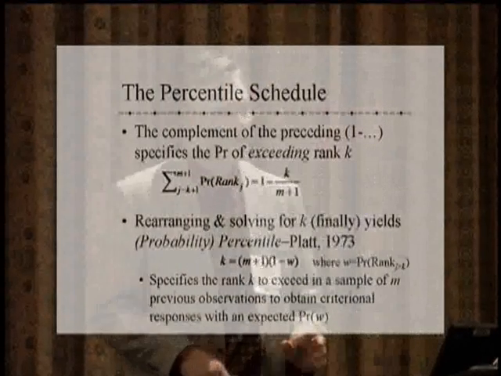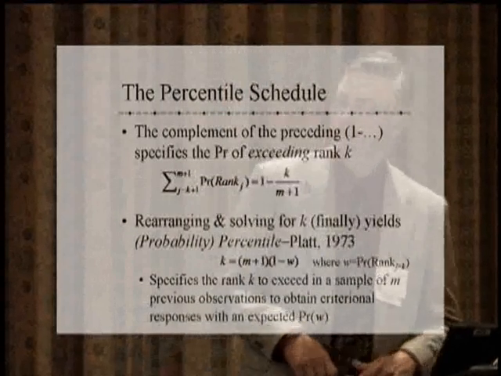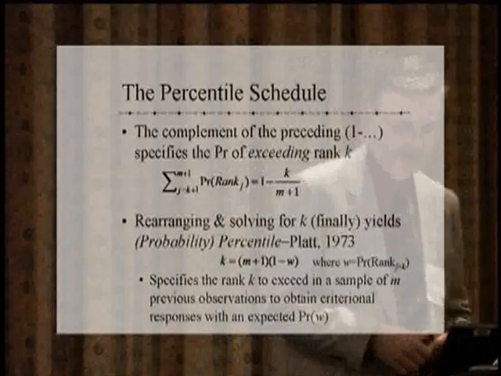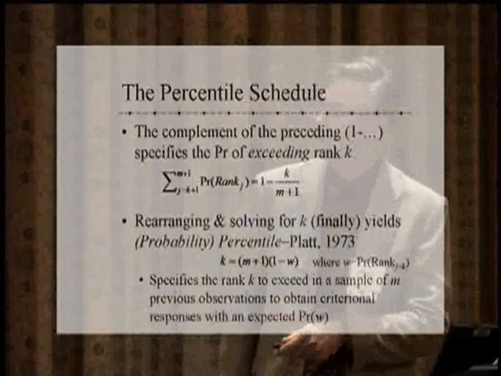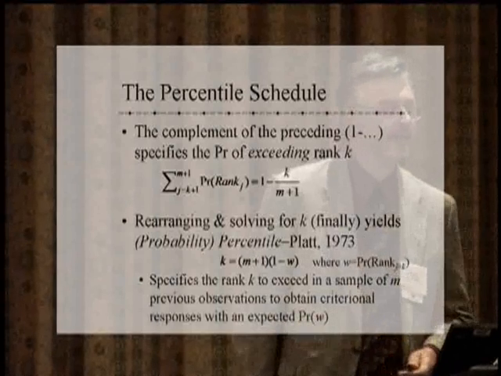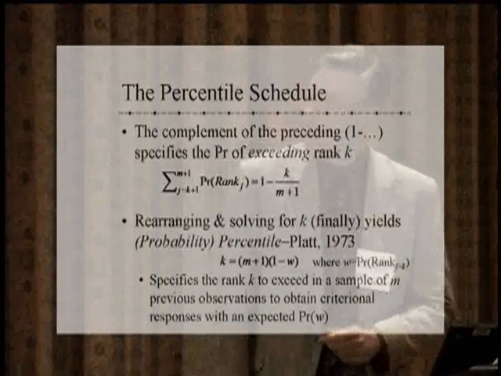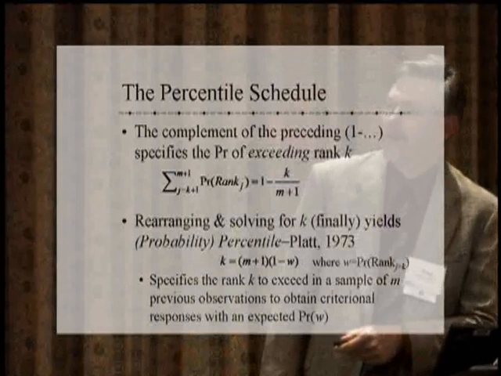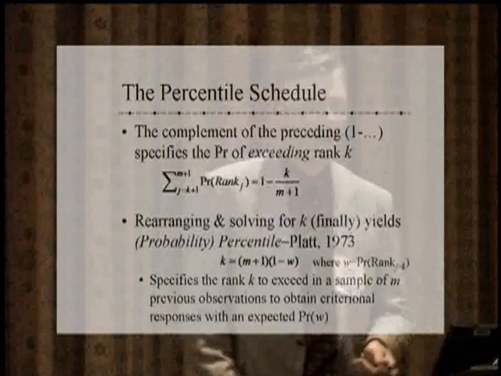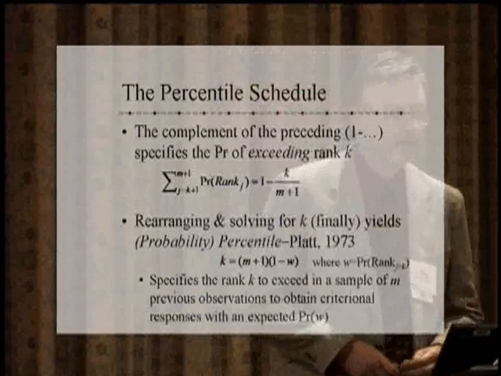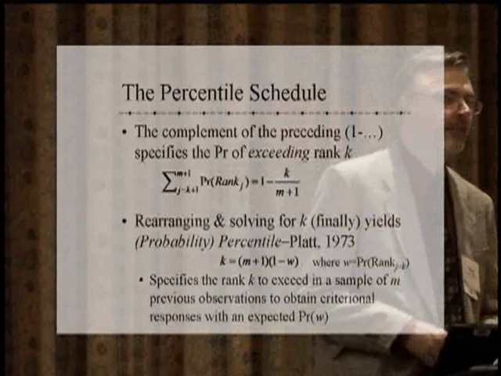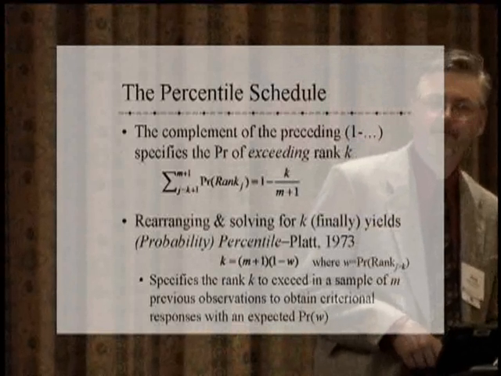If we rearrange that equation and solve for k, we finally get to the probability percentile schedule that John Platt developed in 1973. And that equation is k equals n plus 1 times 1 minus W. This equation specifies the rank k that you have to exceed in a sample of n observations to obtain criterion responses with an expected probability of W, where W is an experimentally specified parameter.